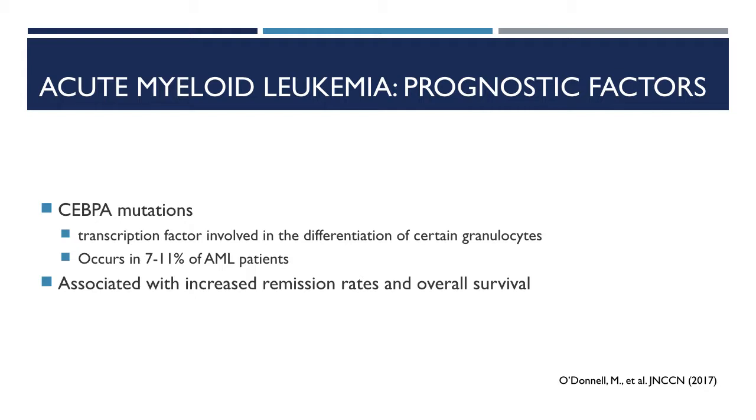And then we have our CEBPA mutation. This is another favorable prognosis. CEBPA is a transcription factor, and it's involved in differentiation of certain granulocytes. They see this in about 7 to 11% of patients, and patients with this mutation have associated increased remission rates and overall survival.